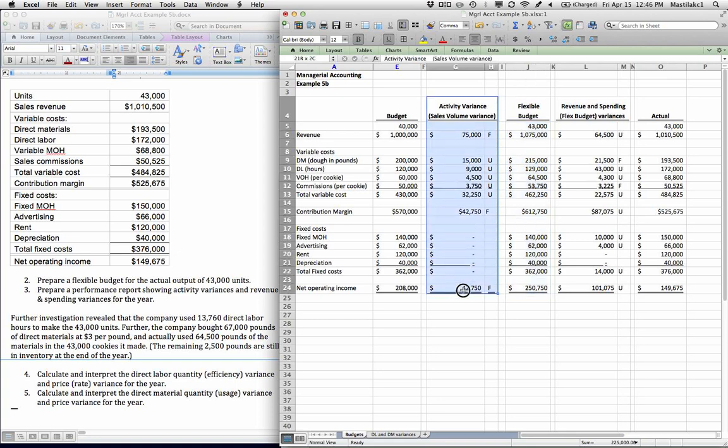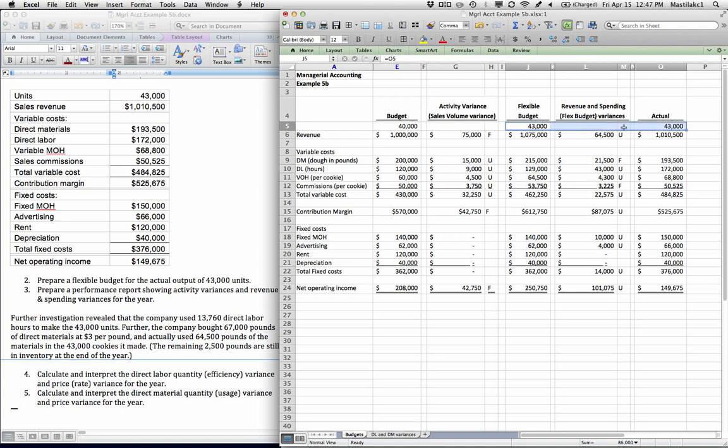And then we've calculated the variances between the master budget and the flex budget. So this is what should have happened just as a result of selling more units. And then we looked at our revenue and spending variances, or our flexible budget variance, which tells us how different our actual results were than they should have been given the 43,000 units that we sold. And we've got a couple of variances in here. All of our variances need to be explained. Some of them might be small enough we don't particularly worry about, but theoretically we need to be able to explain what happened to these variances.